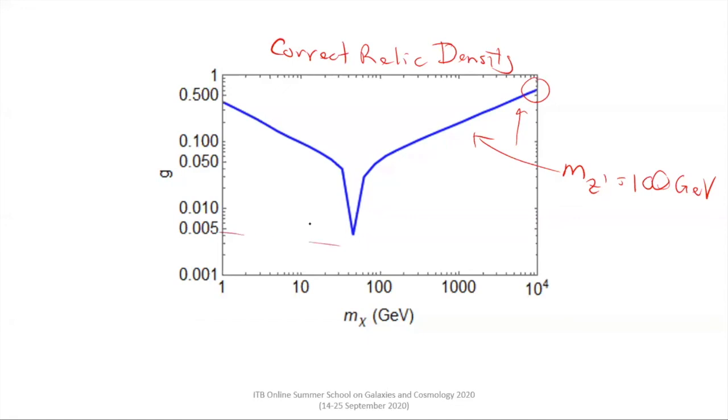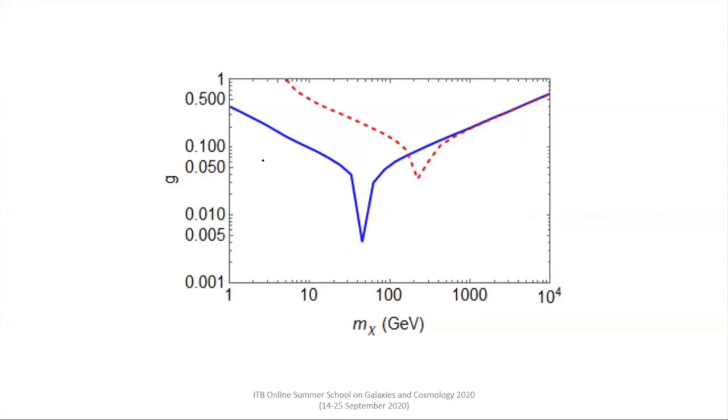You don't need that strong a coupling to get the correct relic density, because this is basically around m chi equal to 50 GeV, or m Z prime over 2. This is called resonance. If you have resonance, the cross-section just gets bigger for the same coupling, so you don't need a big coupling to get the correct relic density. Same thing here: this is for m Z prime of 100 GeV, and this is for m Z prime of 500 GeV, and you see that the resonance happens at a different place, at 250. It's not hard to do this calculation if you know how to use micrOMEGAs or MadDM. So that's the story about the WIMP miracle.